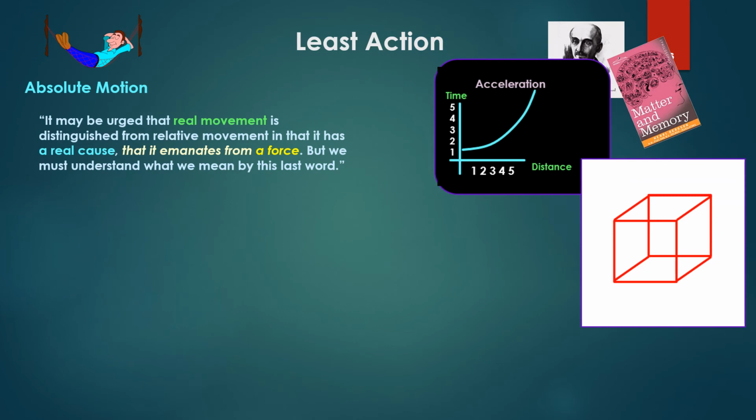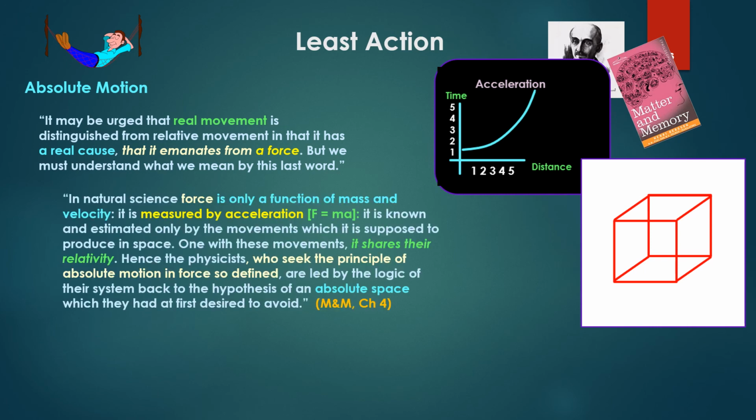He goes on, it may be argued that real movement is distinguished from relative movement, and that it has a real cause, that it emanates from force. But we must understand what we mean by this last word, that is, force. In natural science, force is only a function of mass and velocity. It is measured by acceleration, F equals ma. It is known and estimated only by movements which it is supposed to produce in space. Like these movements, it shares their relativity.